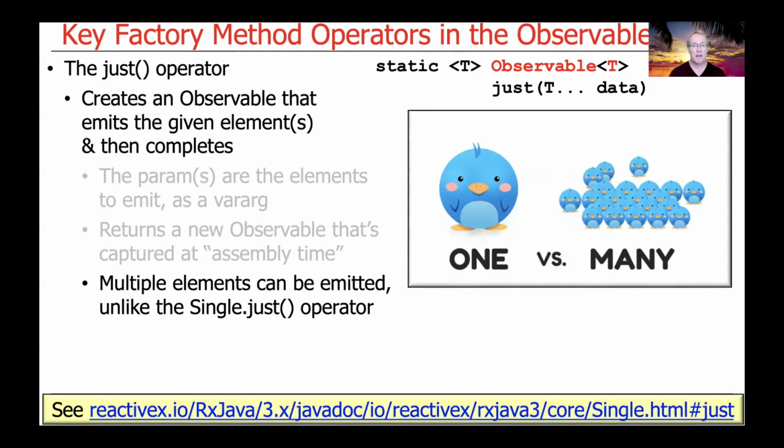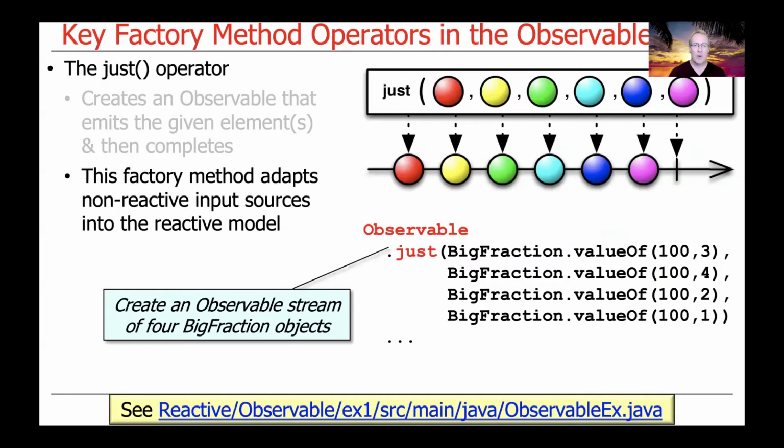Multiple elements can be emitted by the just operator on an observable, unlike the single just operator, which of course can only return one element. We'll take a look at a case study at the end of this lesson where we'll show part of the code snippet we illustrate here. This particular code snippet shows how to use observable just to create an observable stream from 4 big fraction objects.